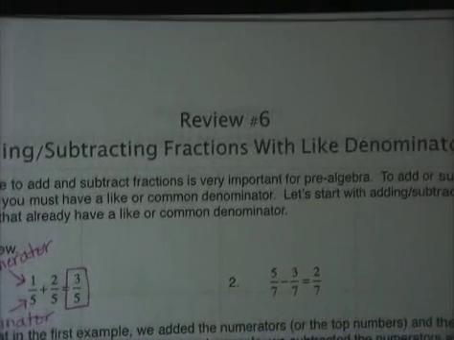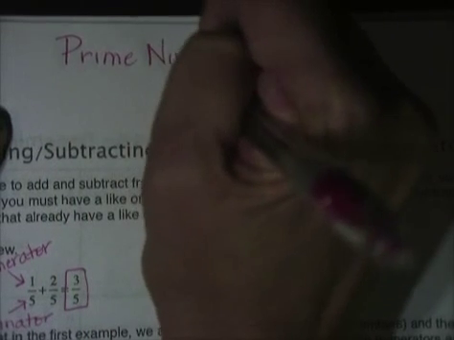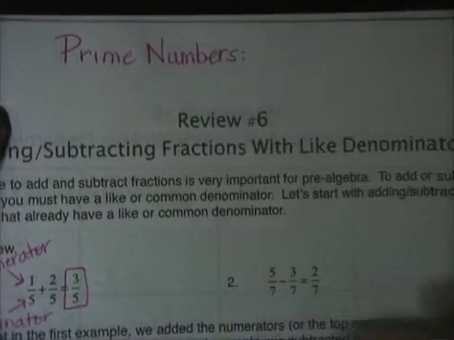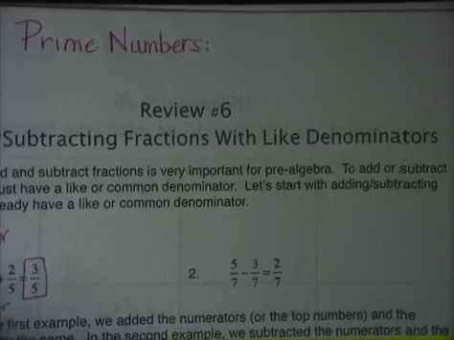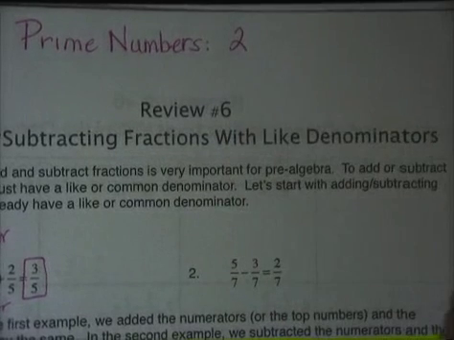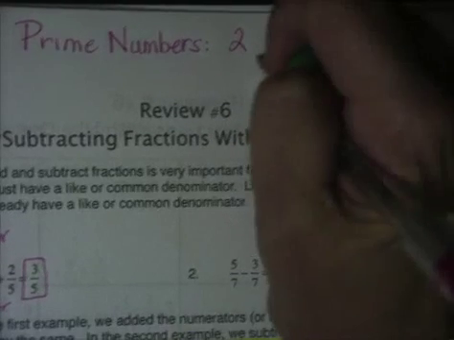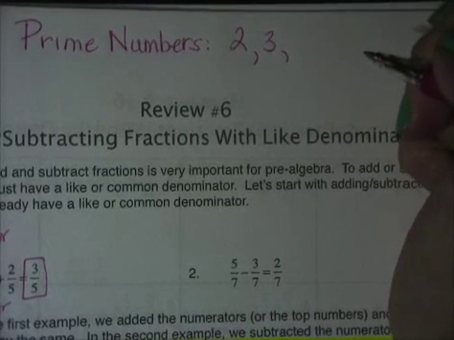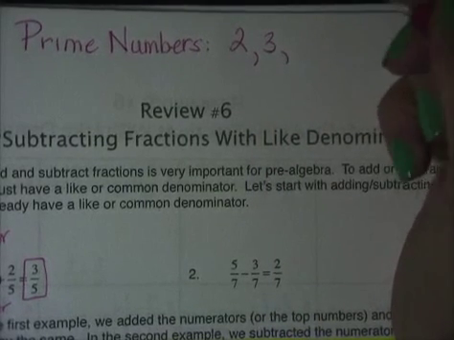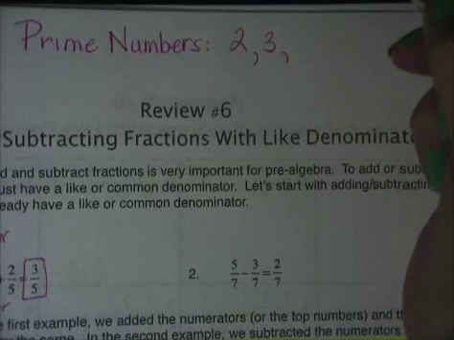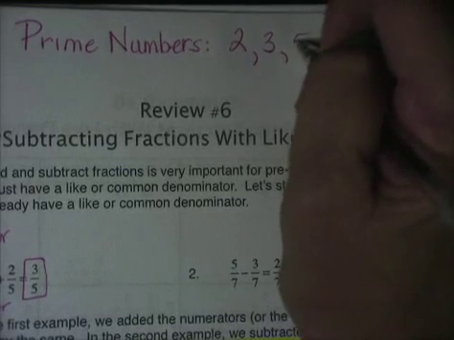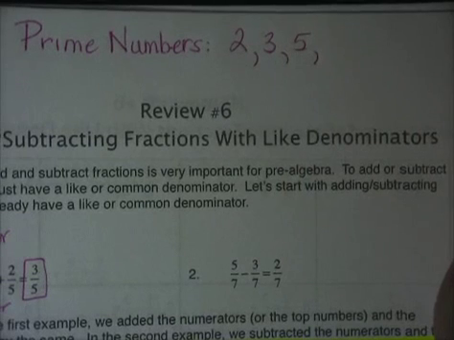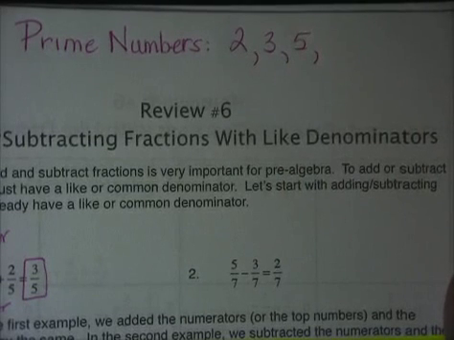So let's go up here and make a list. 0 and 1 are not prime numbers. The first prime number is 2 because the only numbers you can multiply to get 2 are 1 and 2. And then we have 3, 1 times 3. How about 4? Is 4 prime? No, 4 is not prime because you have 1 times 4, but you also have 2 times 2. The next one's 5. How about 6? No, 6 is not prime because 1 times 6 is 6, but also 2 times 3 is 6.